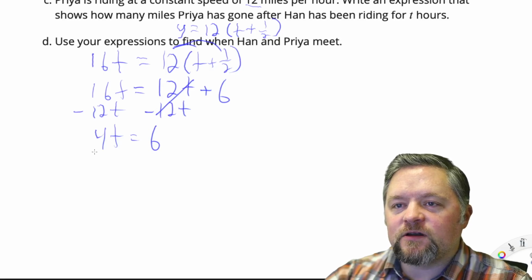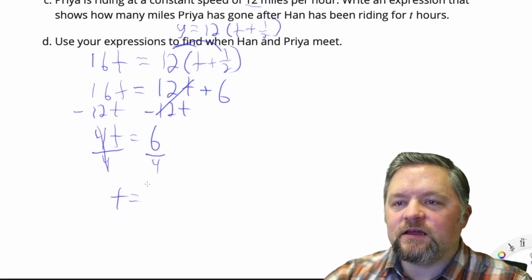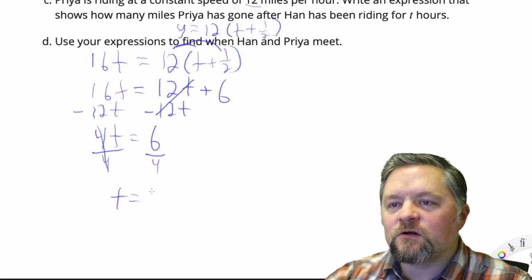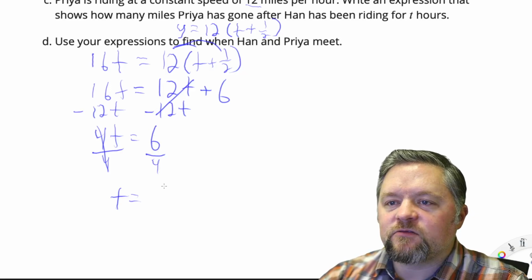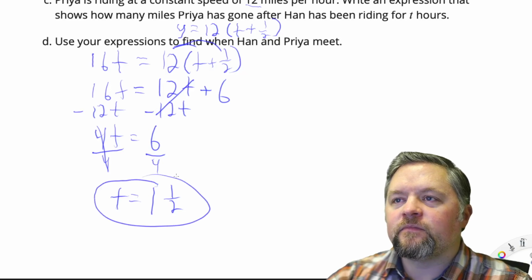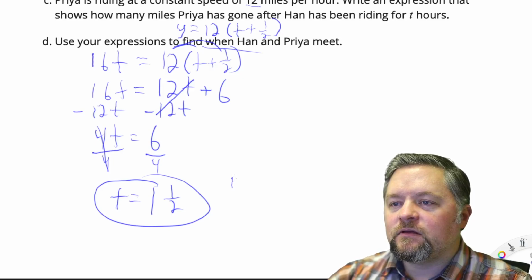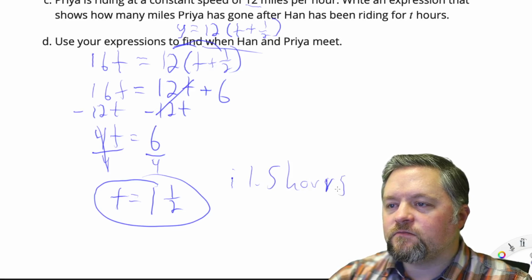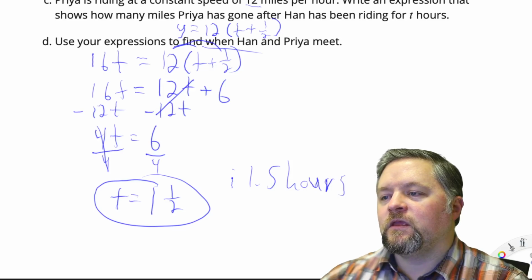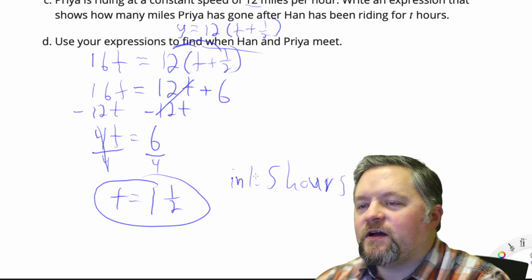Now, what's stopping the t from being by itself? That 4. How do we get rid of the multiplying by 4? We divide by 4. Those will cancel. T equals 6 over 4. Those are both even, which would be 3 over 2, which is 1.5. Find when they meet. They meet in 1.5 hours. Did I say 1.5 hours? In 1.5 hours.